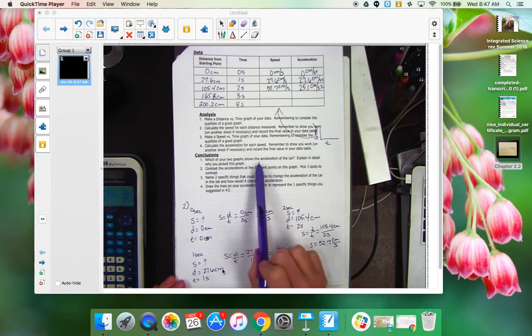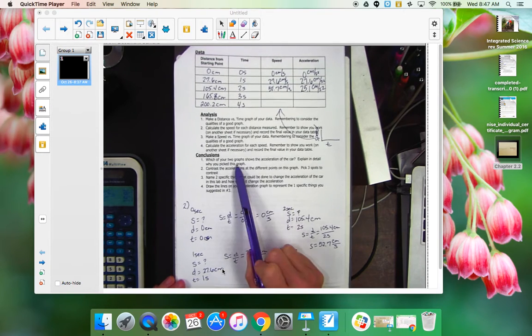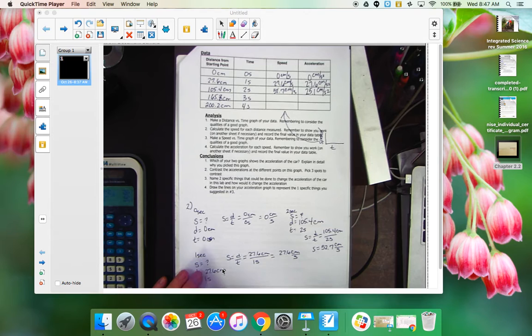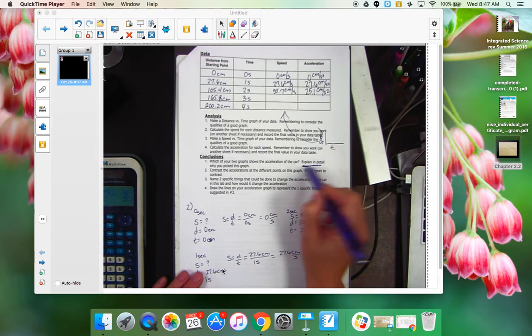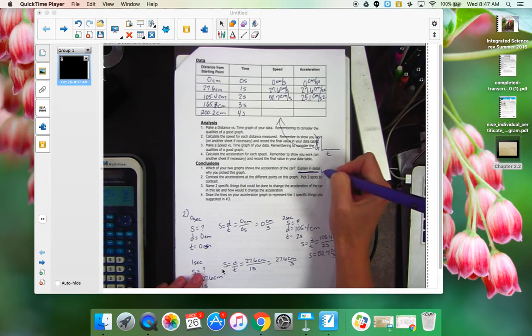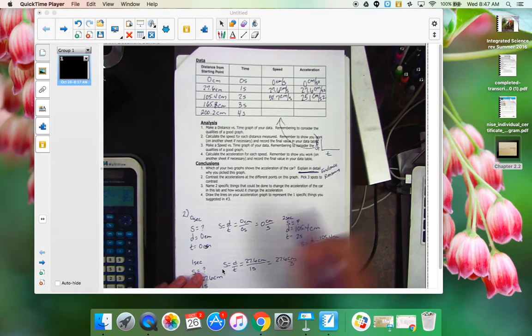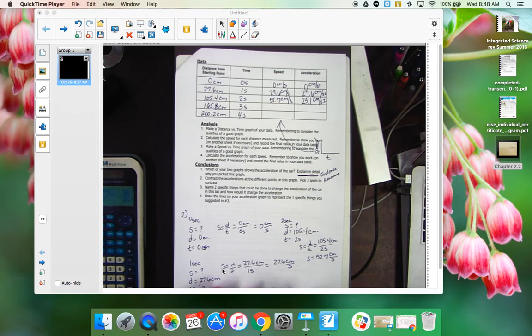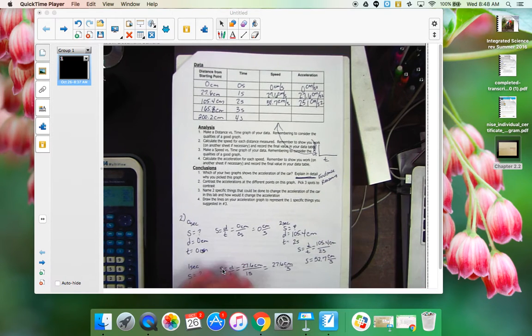Okay, which of the two graphs shows the acceleration of the car? Explain in detail why you picked this graph. Is it the graph from 1 or is it the graph from 3? Make sure to explain in detail. Remember to give me evidence and your reasoning. Contrast the accelerations at the different points on this graph. Pick 3 spots to contrast.